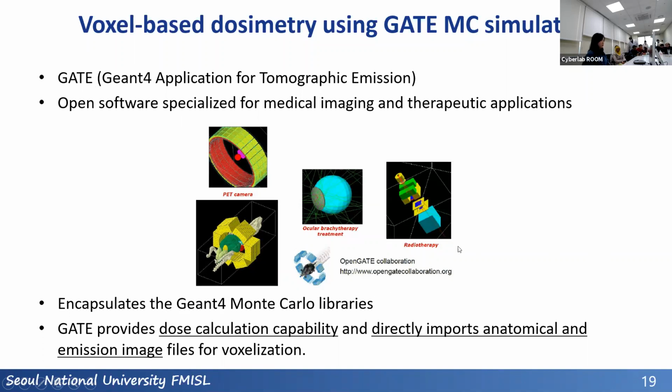You can go to this website if you want to install this software. As you see here, GATE provides the capability for those calculations of each voxel, and it also directly imports the anatomical and emission image files for voxelization. I mean, you can use the emission data, the PET or SPECT images, and also CT images for attenuation. If you put those images in, it can simply calculate the dose of each single voxel.